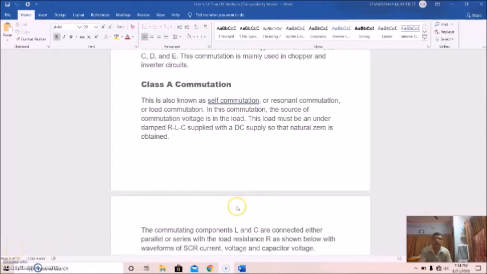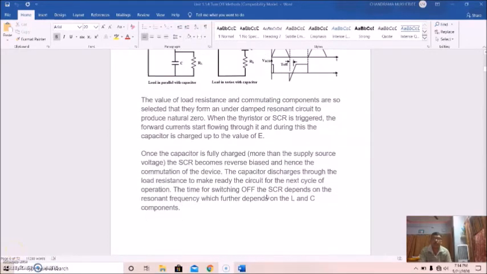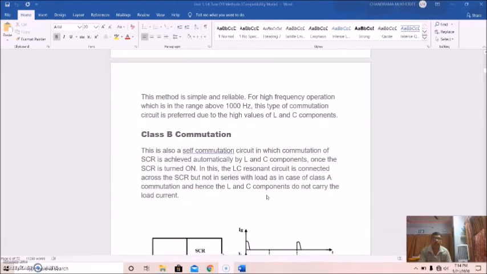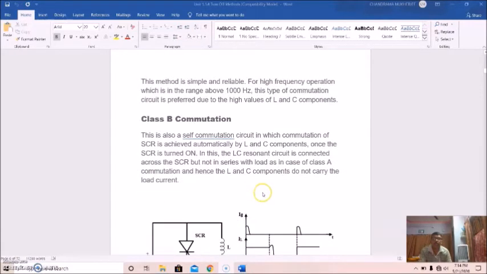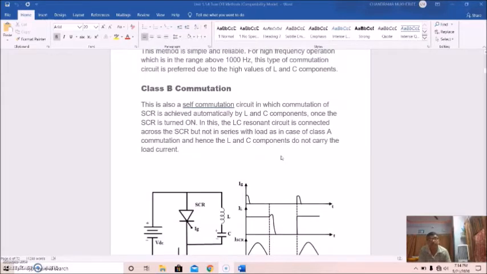So now we will discuss class B commutation. It is also a self commutation. In this commutation, the turn-off of the SCR is achieved automatically by the commutating components, inductor and capacitor, L and C. Once the SCR is turned on, the LC circuit is a resonating circuit, and so this commutation process is achieved.